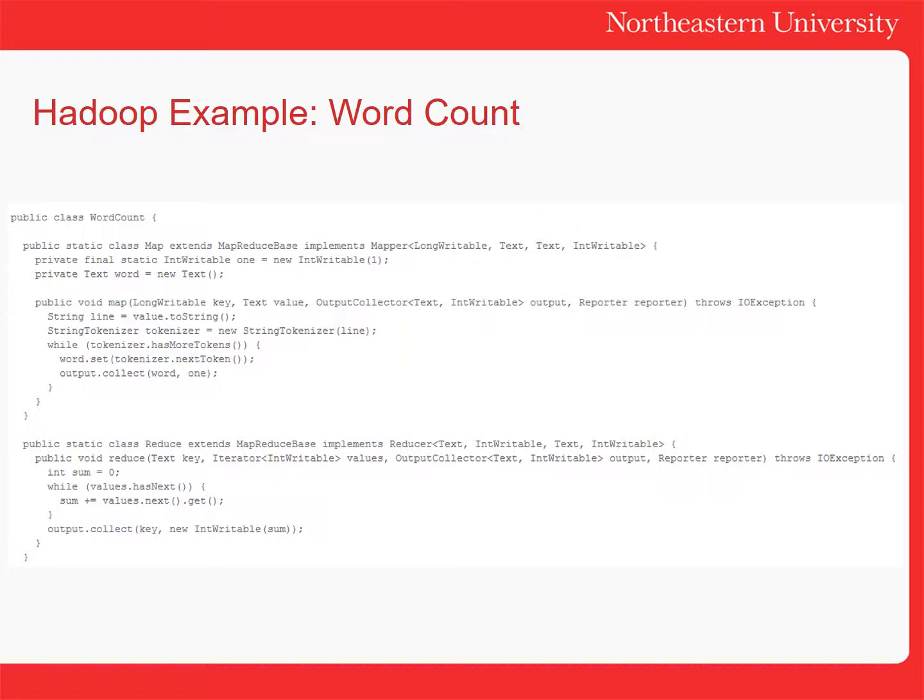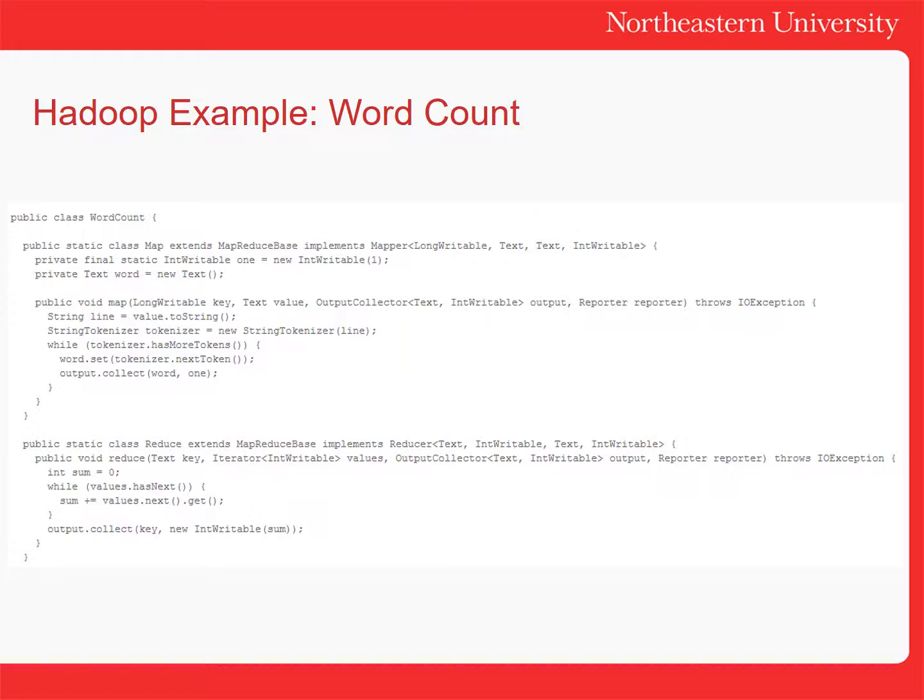Here's a very simple example, the Hadoop canonical word count example. You can see the basic code that's required for a mapper and a reducer. So I won't go into the details here, and I'll let you pause the video and stare at it if you like, but as you can see, pretty straightforward.